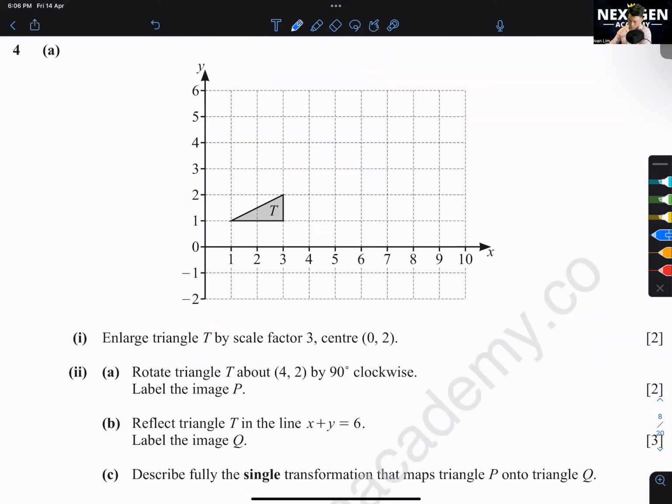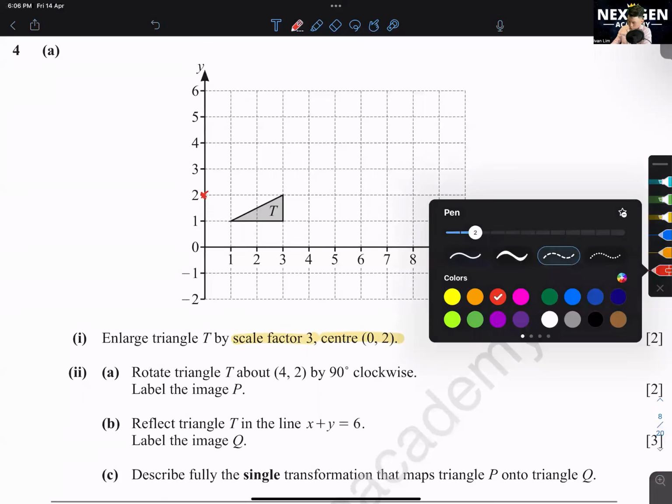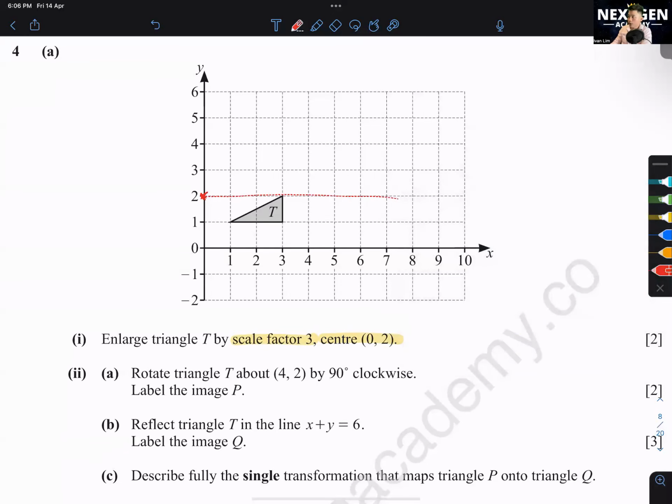Okay, 4A. Enlarge the triangle T by scale factor 3, center 0, 2. I'm going to use red color for this. So 0, 2 is over here. How to do scale factor 3? From the center, you measure 3 times the length, like this. I think this one will be here.